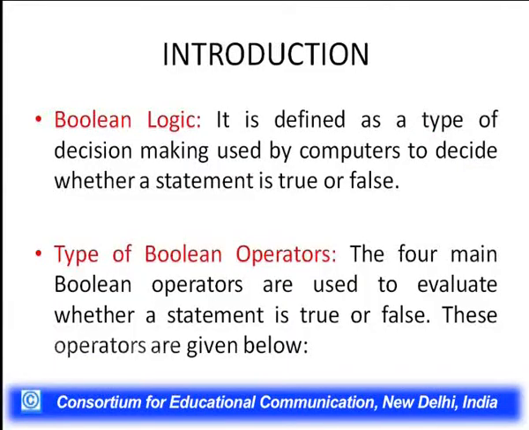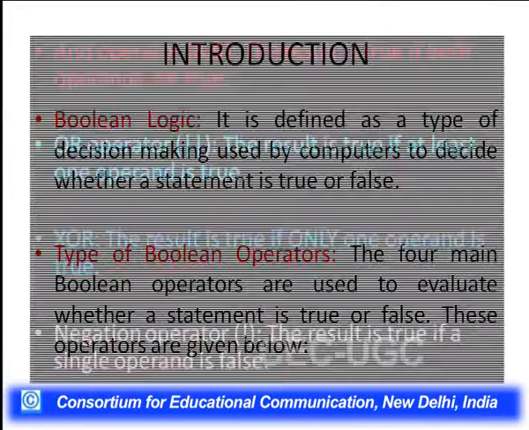Today I will teach you the fundamentals of Boolean logic and gates. What is the role of logic and gates in computer science? Fundamental gates will be taught in this session. Let us start. Boolean logic is defined as a type of decision making used by computers to decide whether a statement is true or false. The four main Boolean operators are used to evaluate whether a statement is true or false. These operators are given below.